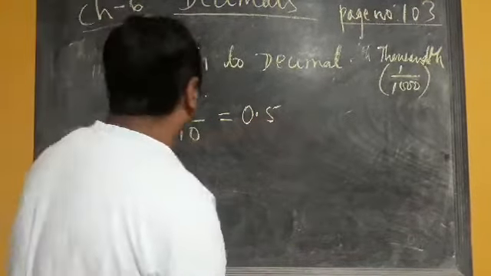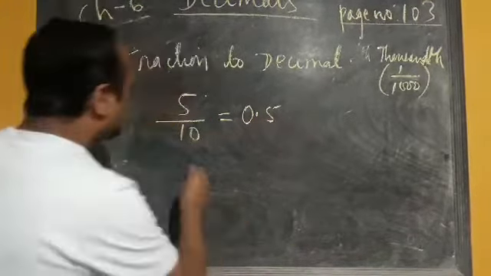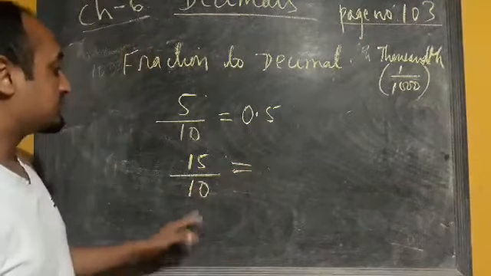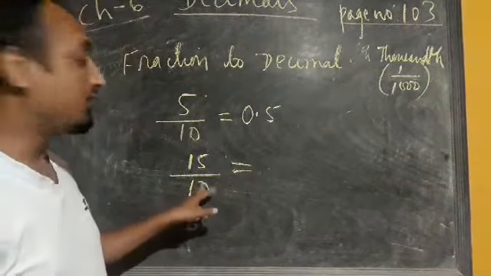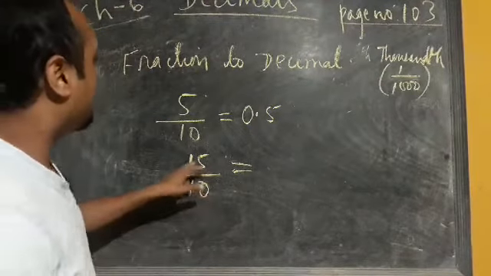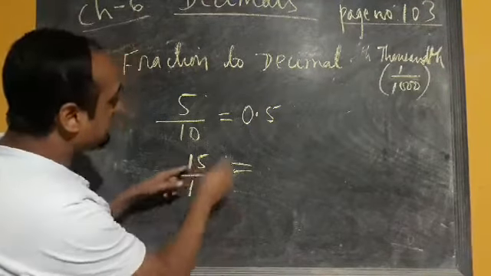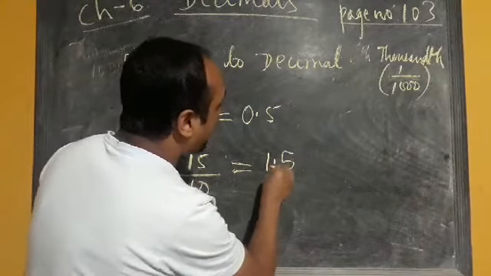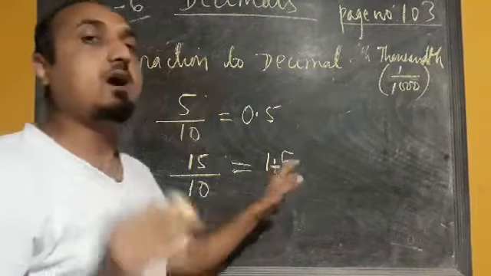Similarly, we can take another example. Suppose 15 by 10. So how many zeros do we have? One. So this will represent a decimal, and the number can be written as 1.5. So this point will represent the decimal.